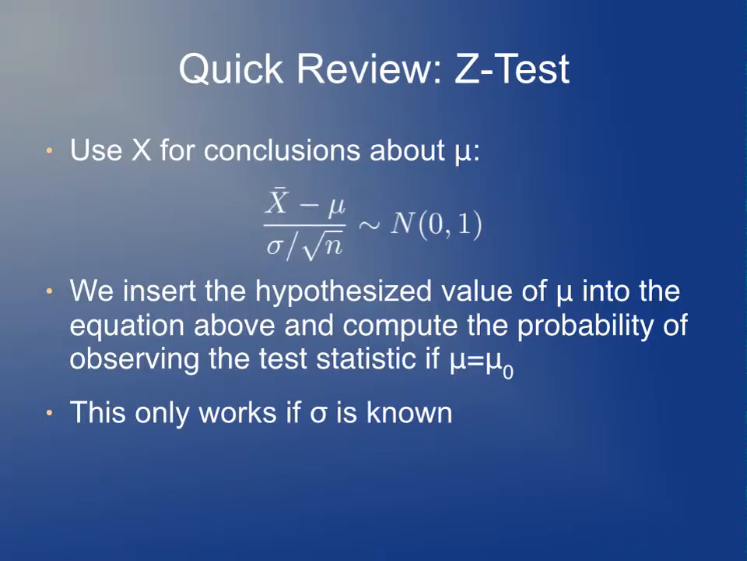And then you do the hypothesis testing. You insert the hypothesized value of mu into this expression, calculate the sample mean, compute that test statistic. If it's too large or too small to be a normal 0, 1 random variable, then you reject the null hypothesis that the mean is equal to mu 0. However, this only works if sigma is known. In the vast majority of cases, it will not be known.